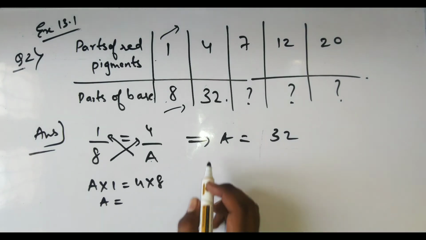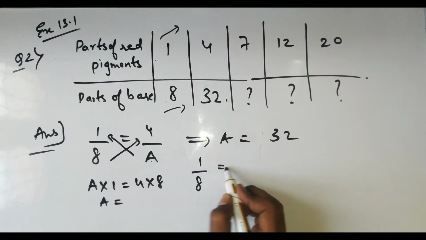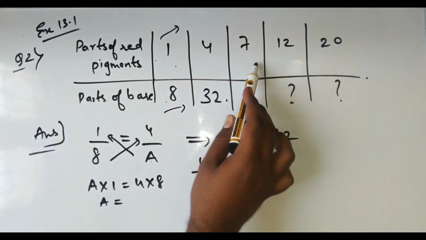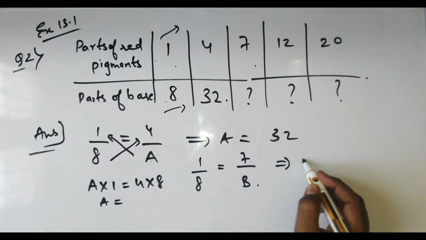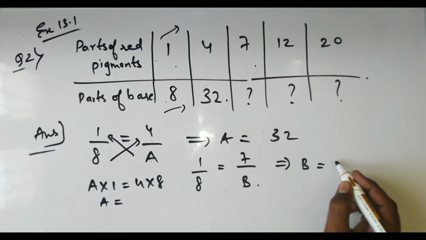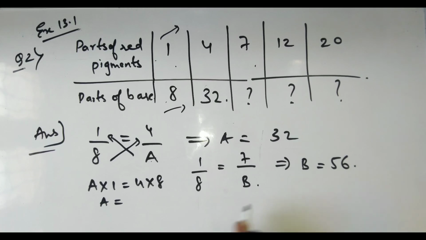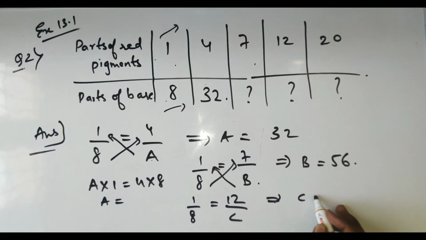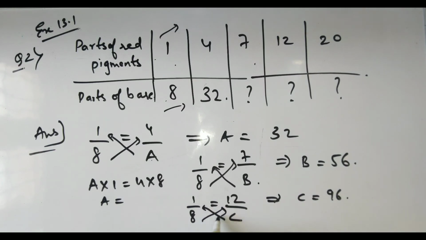Now moving on to the next part, again I will take 1 by 8 equal to 7 by b. From here I will get b value as 56. Same technique, cross multiply. Now again moving further, I will get 1 by 8 is equal to 12 by c. From this I will get c value as 96. Same technique, cross multiply. Like this you have to do for the whole thing.